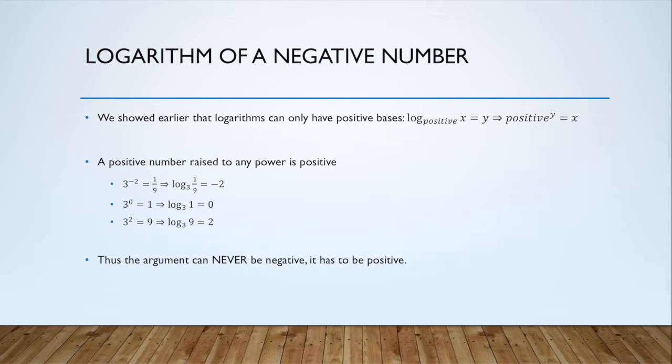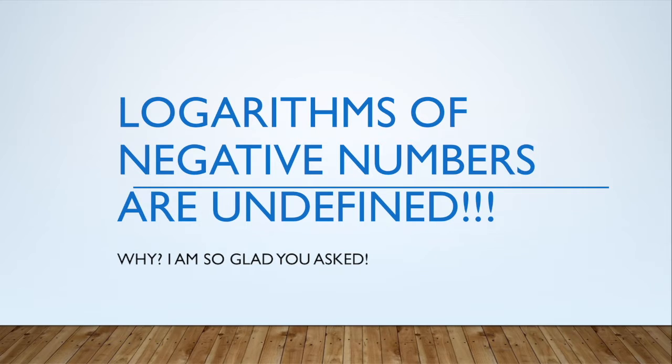We did show earlier that logarithms can only have positive bases, right? Because a positive number raised to any power is positive, right? A positive number raised to any power is always positive, even if it's a negative exponent. So that's why the argument in our logarithm can never be negative. It has to be positive. So logarithms of negative numbers are undefined, and I'm glad you asked why.